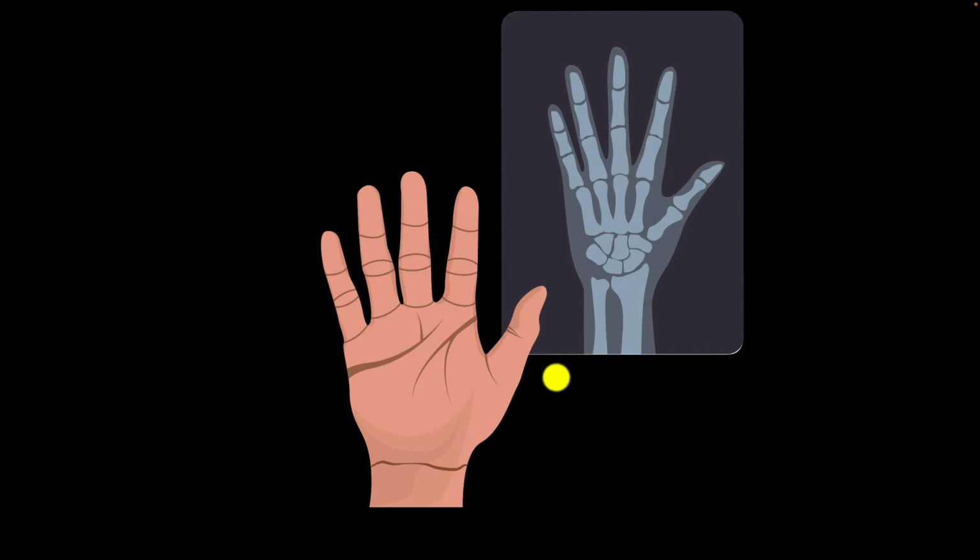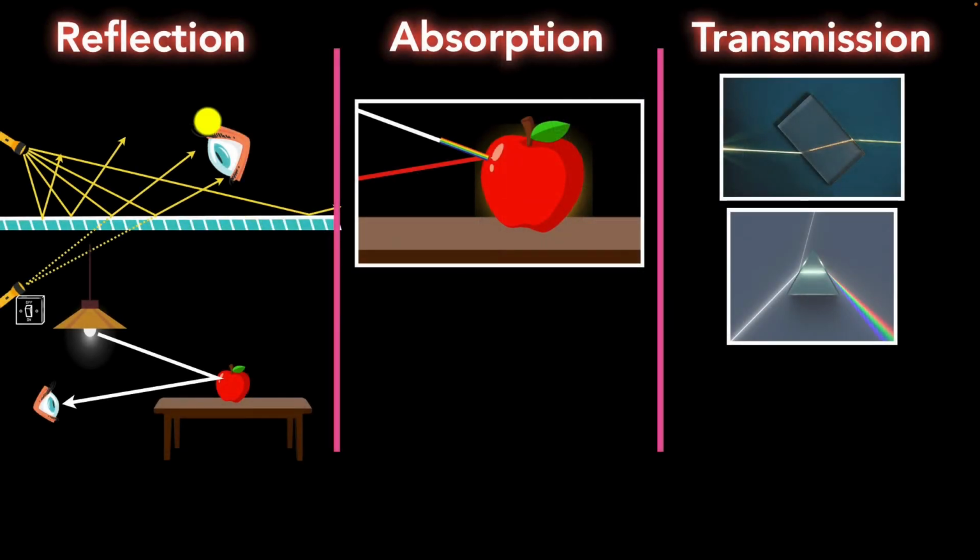So long story short, when you shine any light on any object, it can be reflected, absorbed, or transmitted. And how much an object reflects or absorbs or transmits light purely depends upon the frequency of the light and the material.